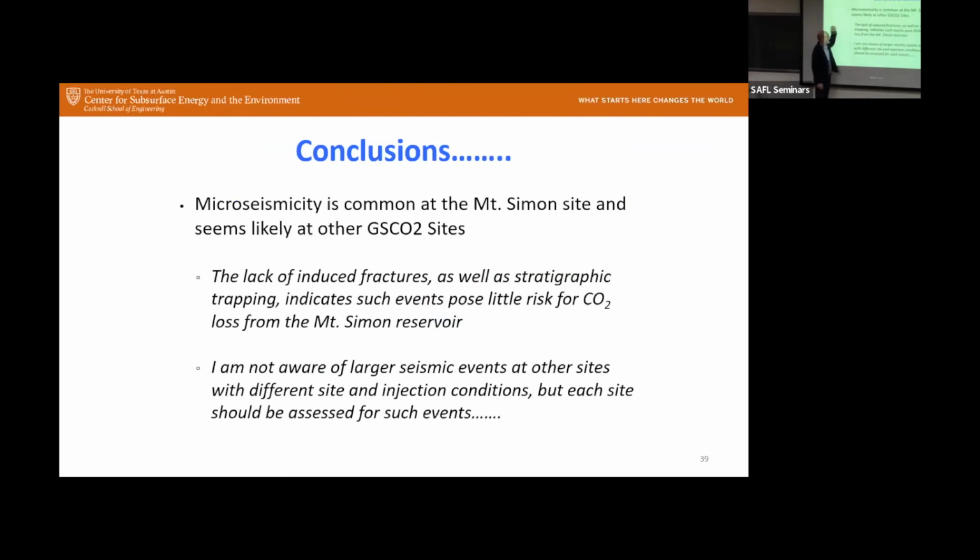Microseismicity is common at the Mount Simon site and seems likely at other GSCO2 sites. But you can control the injection rate, the injection interval, and the injection pressure. And so I think with iteration and control of that injection, you can minimize the concern that there's going to be felt seismicity. As I mentioned, they don't think fractures were induced. And there's also good stratigraphic trapping at the site, and it indicates that there's little risk, at least at the Mount Simon, for a release of CO2 during injection.